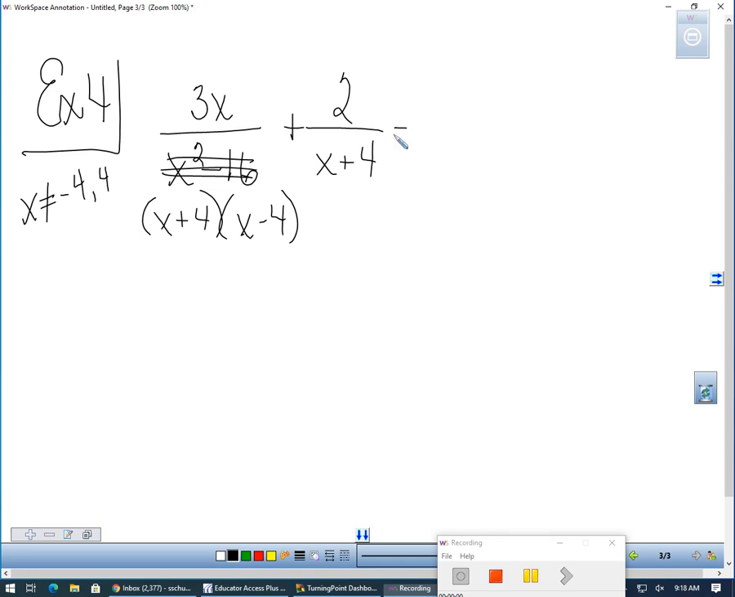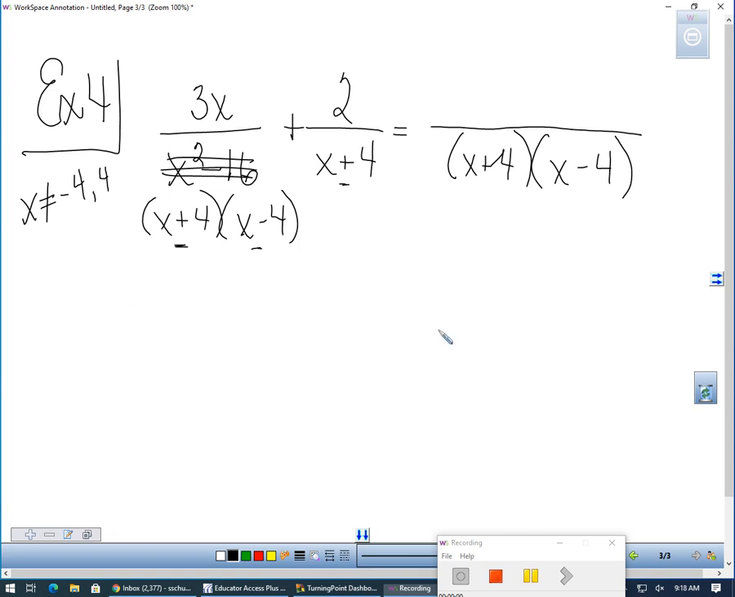Now we look for the common denominator. What I recommend is that you write down whatever factor is repeated in both. So both fractions have the factor x plus 4. So I have included this one and this one in my common denominator. The only one that's not included yet is this one. So I have x minus 4. That's my common denominator. Now everything has been included.